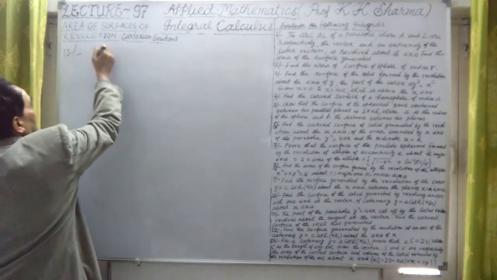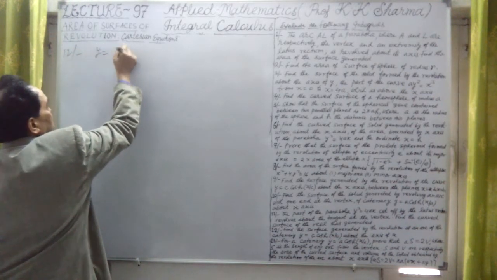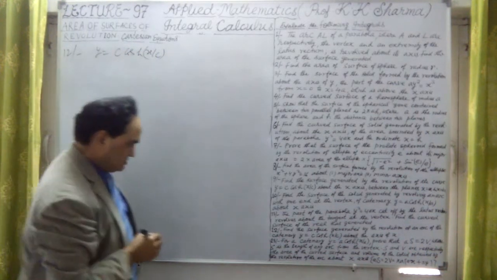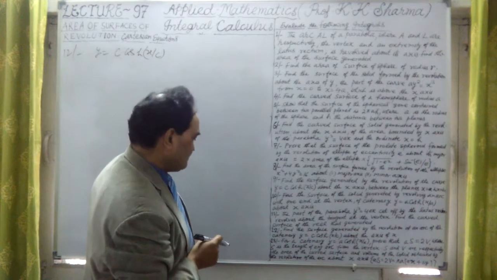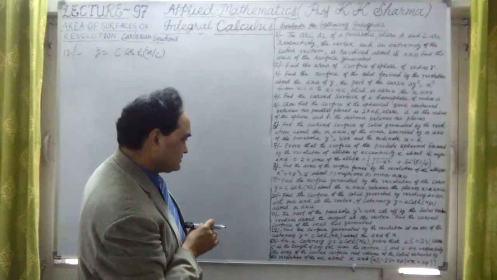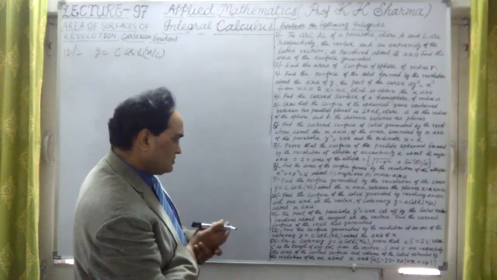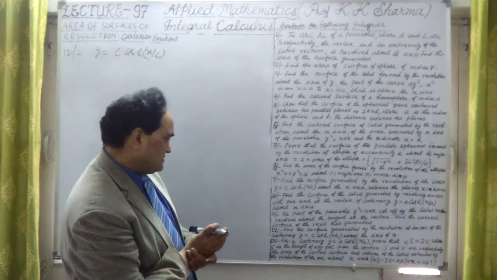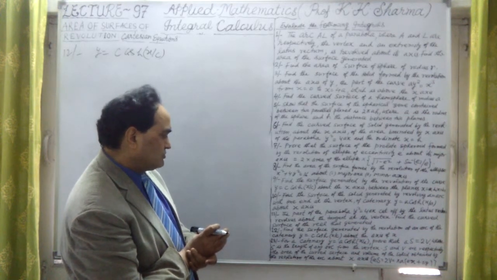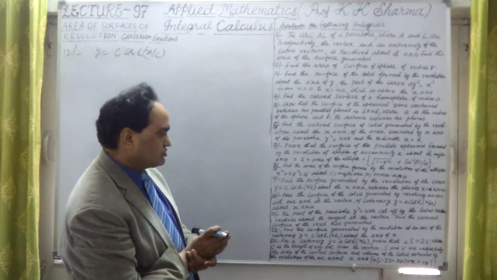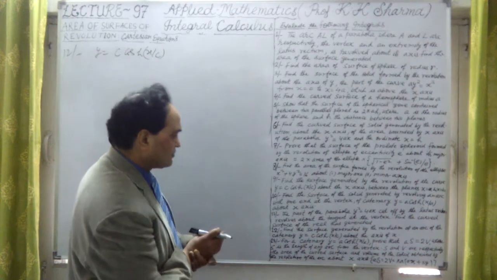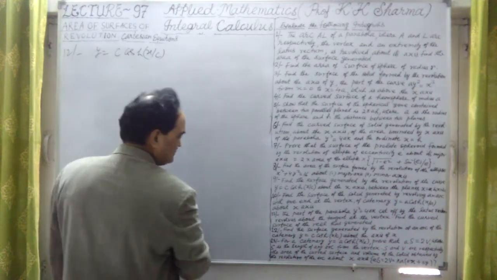Question 12. Catenary is y equal to c into cos hyperbolic x upon c. Y equal to c cos hyperbolic x upon c, about the x-axis. Find the surface generated by the revolution of an arc of the catenary y equal to c cos hyperbolic x upon c about the x-axis. Now, no limits are given, so we can take 0 to x. No problem.